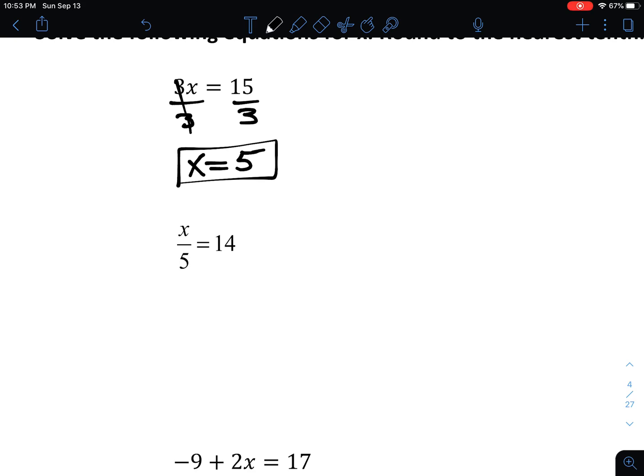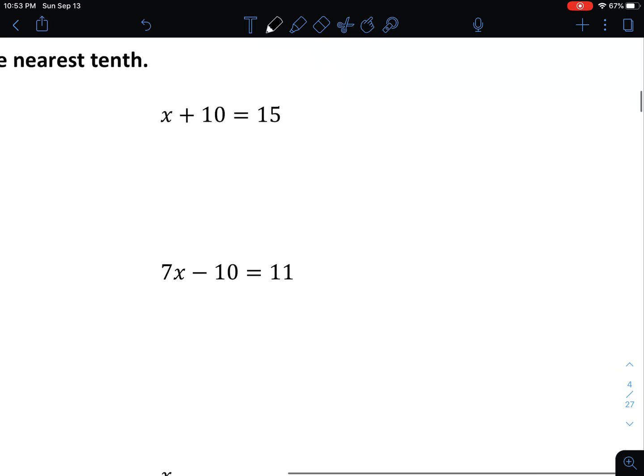All right, next one. x divided by 5 equals 14. Opposite of dividing by 5 would be to multiply by 5. On the left side, that'll get you x by itself. For the right side, again, if you need a calculator, feel free to type this in. 14 multiplied by 5 is 70. And there's your answer for that particular problem.